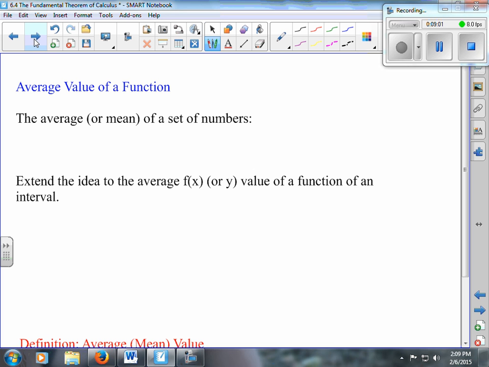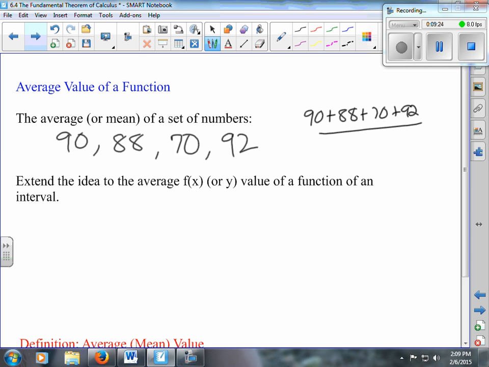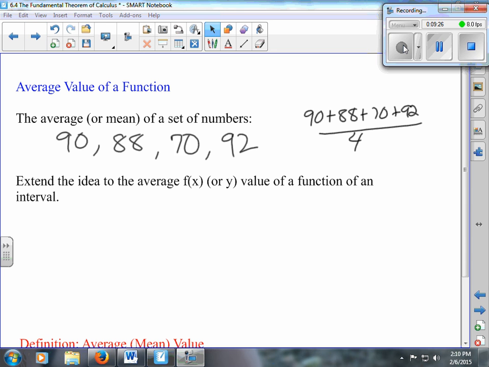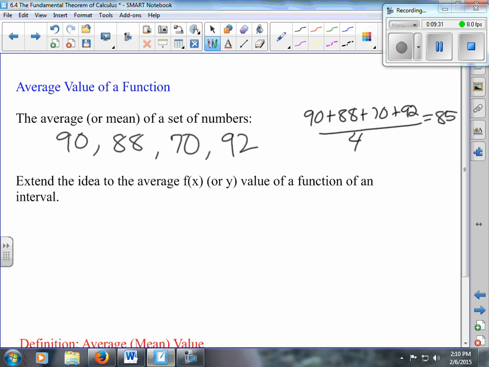What is an average? Well, let's say you have test scores, and let's say you have 4 tests, and the scores on your 4 tests are 90, 88, maybe you bombed one, a 70, and a 92. So let's say these are 4 tests that you took. You can find your average test score. The way you would do that is you would add up your test scores, and then you would divide that by 4. And this averages to an 85 if you add these up and divide by 4. Okay, so let's extend this idea.